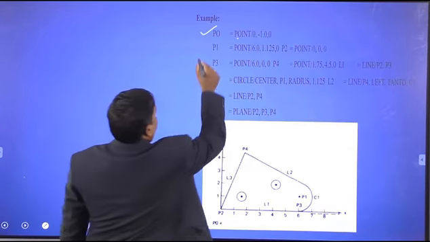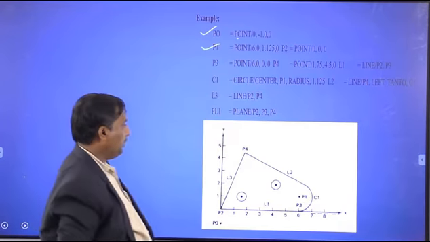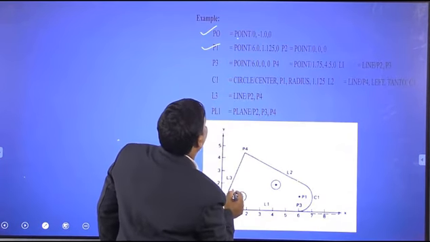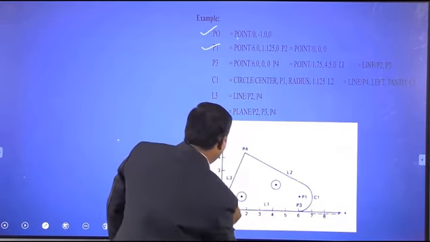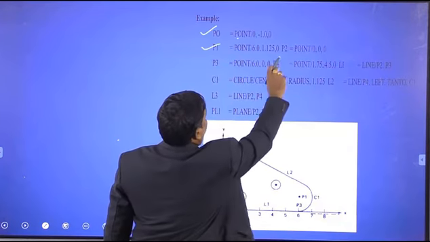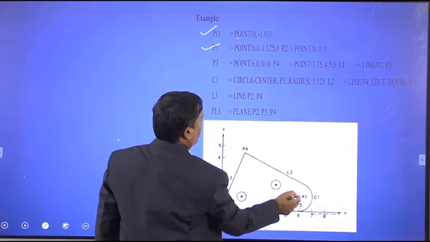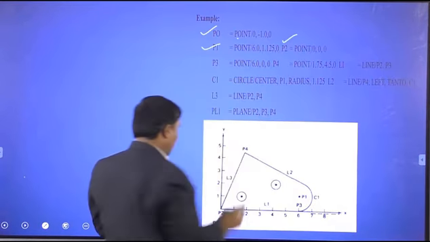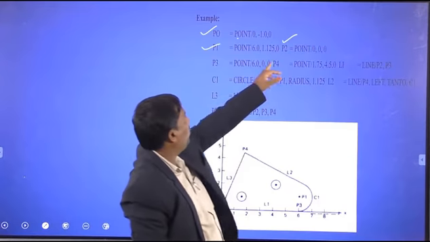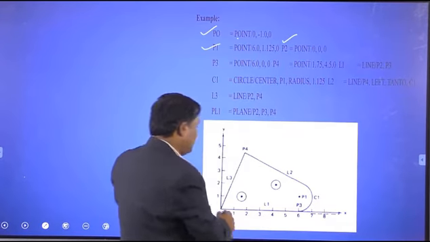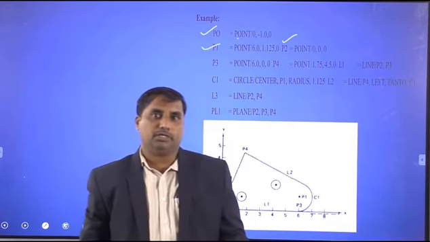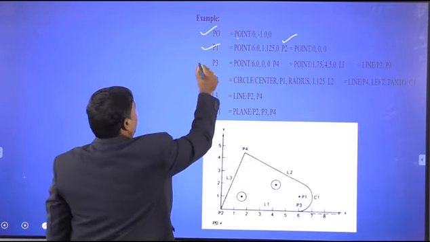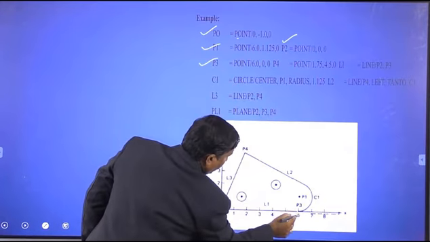Next P1, how will we define P1? P1 is the center of the circle, coordinates are 6, 1.125, comma 0, z value is 0 for P1. So the definition of P1 is over. Next P2, that you have to tell. P2 is the origin, so point slash origin means x coordinate 0, y coordinate 0, z coordinate 0. That is over. Next point P3. This one is the point P3. What are the coordinates?